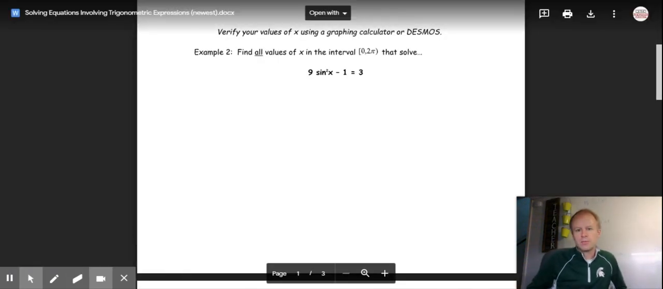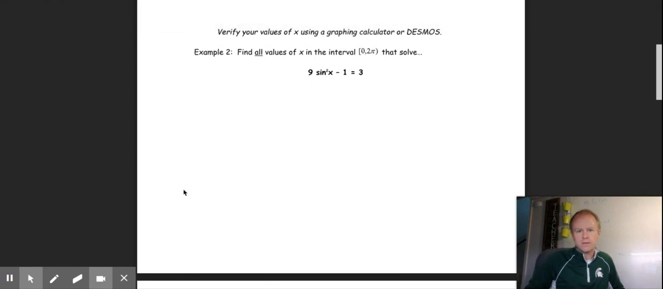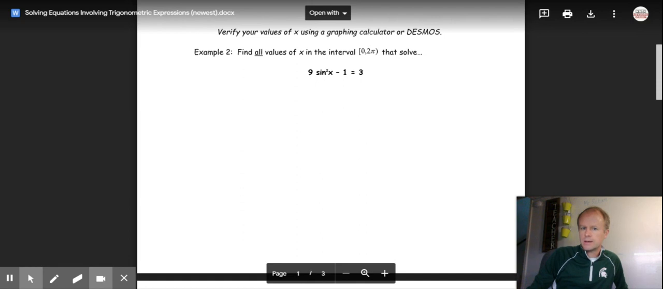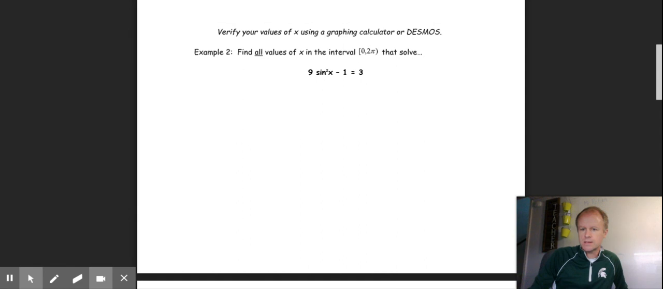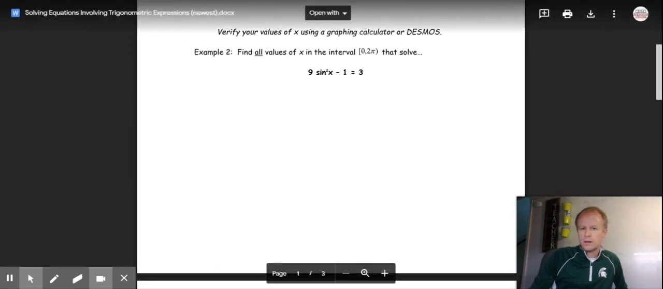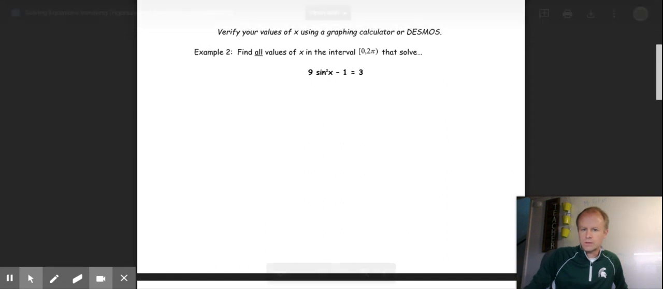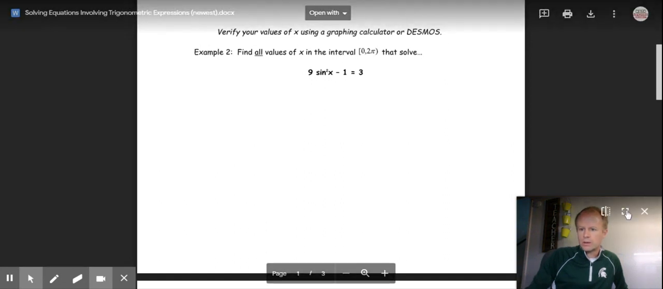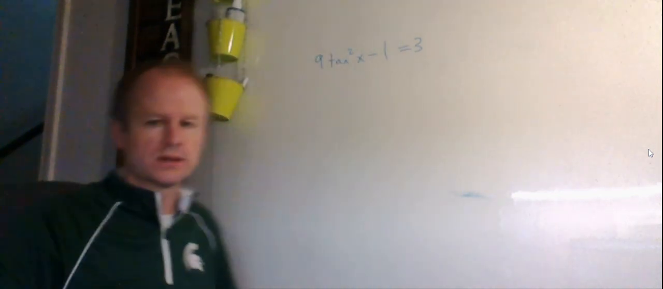All right, the second example says find all values of x in the interval 0 to 2 pi that solve 9 sine squared of x minus 1 equals 3. This is, again, a similar type problem where we're trying to get sine alone. We're going to use some of the same steps we would normally with algebra. So we're going to isolate sine, and then we're going to use what we know about inverse trig functions and also some things about sine. So I'm going to increase the size here so we can look at the example together.